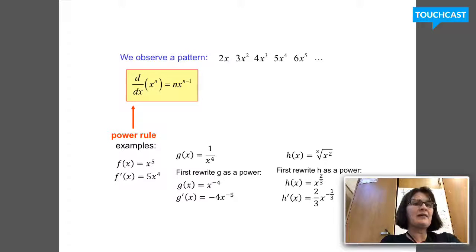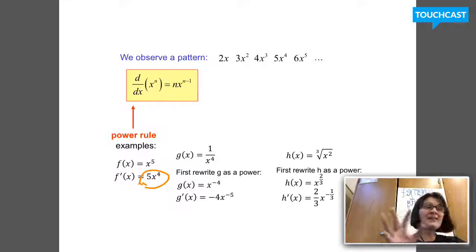If I told you that f of x is x to the 5th, and I ask you to take the derivative, the old exponent is 5. So the 5 comes down to the front to multiply. And the new exponent is going to be 1 less than the old exponent. So 1 less than 5 is 4. The derivative of x to the 5th is 5x to the 4th.